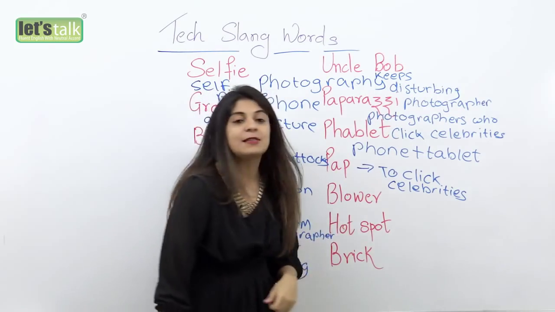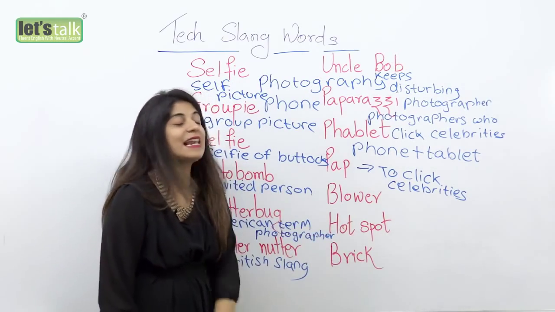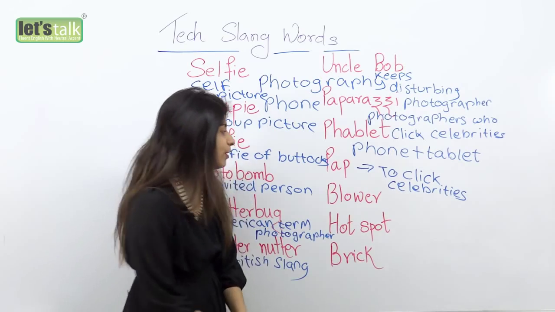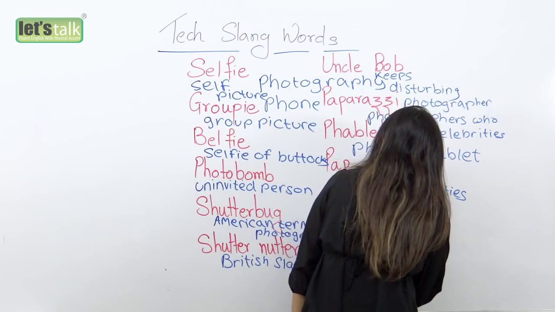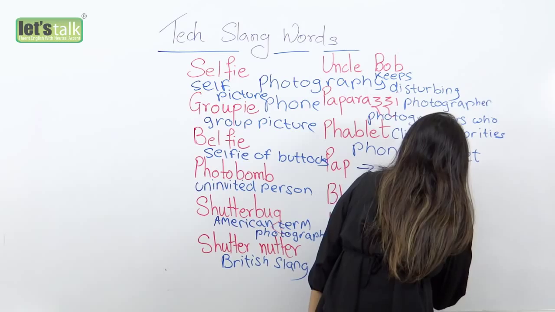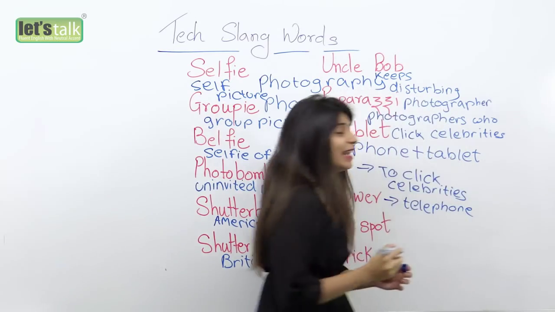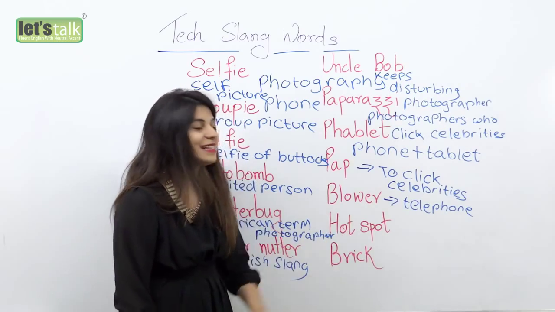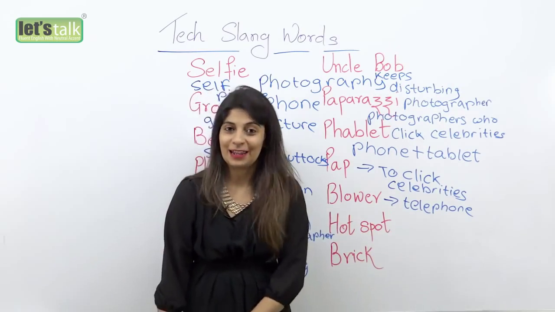The next one is blower. Now, blower is another technical slang word that is used for a telephone. Get on the blower, which means get on the telephone. Okay, so that's a slang word for telephone.